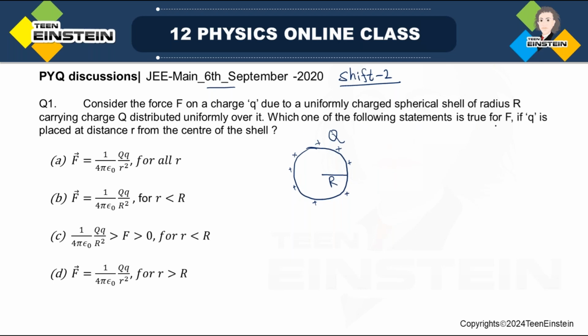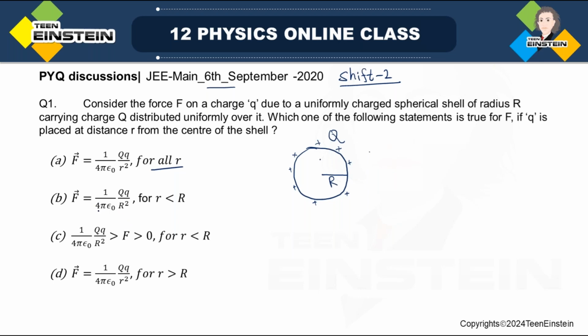Which of the following statements is true for F, that is the force, if q is placed at a distance r from the center of the shell? So let us say some arbitrary distance, and if you see the options then you will get the answers. Look here, the first option says force F is equal to 1 over 4 pi epsilon naught capital Q small q by r square, for all r. That means if you keep the charge inside, outside, everywhere, this will be the expression for the force.